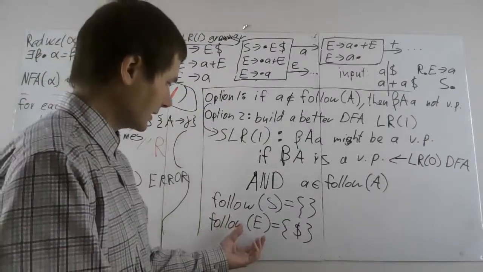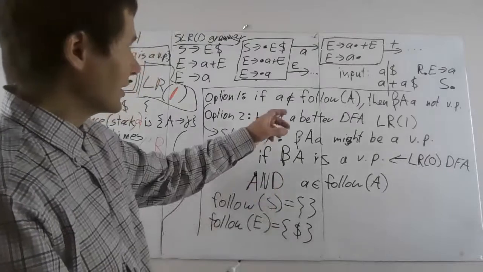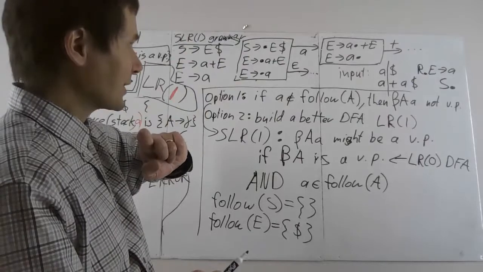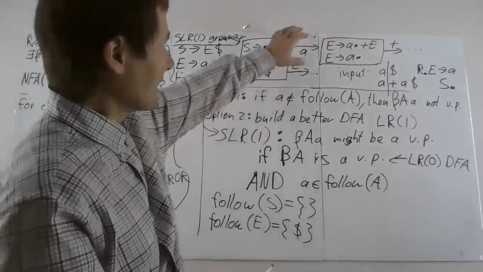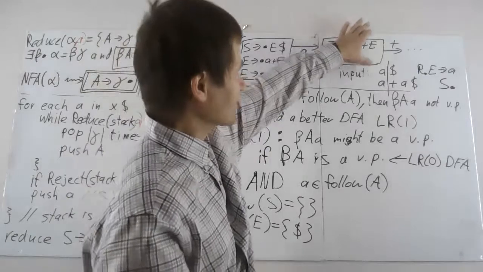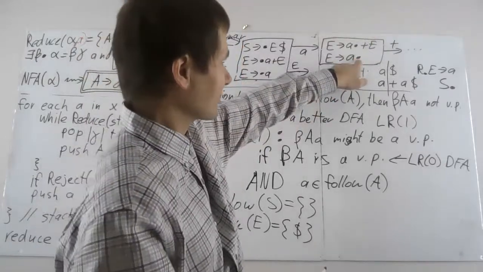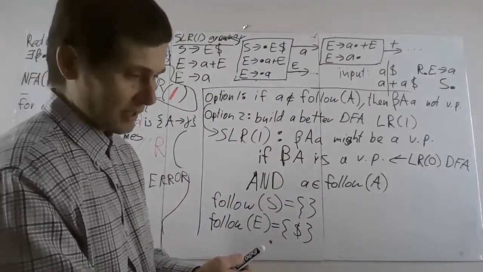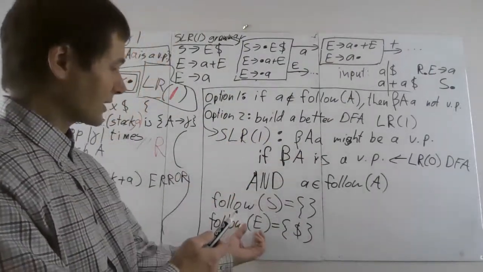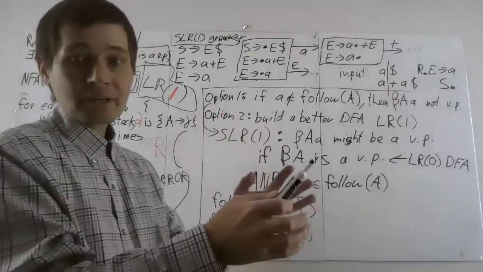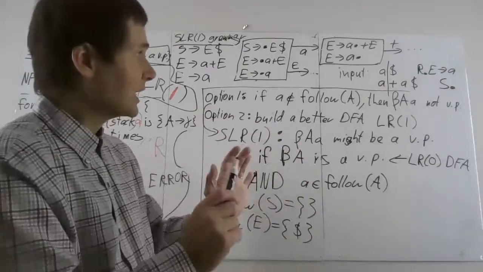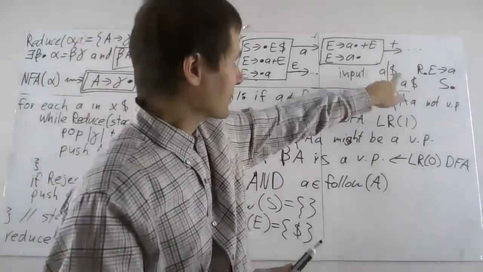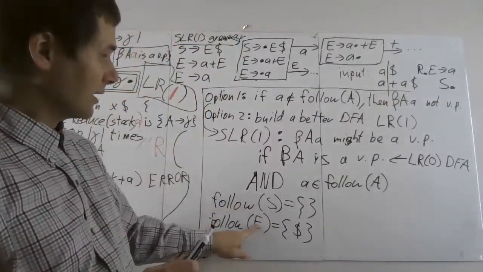Now, when do we reduce? We reduce if the DFA would take us to a state that says you can reduce, and if the next input symbol is in the follow set of E. We're running the DFA on the stack only, so the DFA doesn't look at whether we have $ or plus, but the $ sign we match up with the follow set of E.